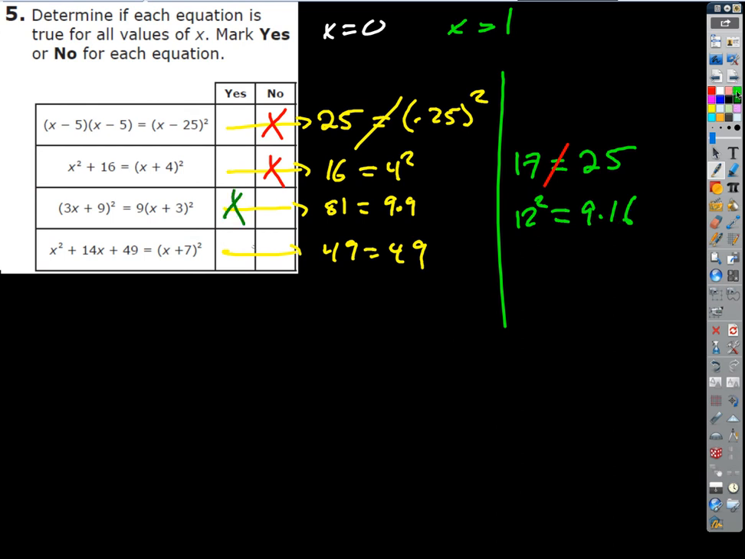Bottom one. If I plug in 1, I get 1 plus 14 is 15, plus 49 is 64, equals 1 plus 7 is 8 squared. True. See what I'm saying?